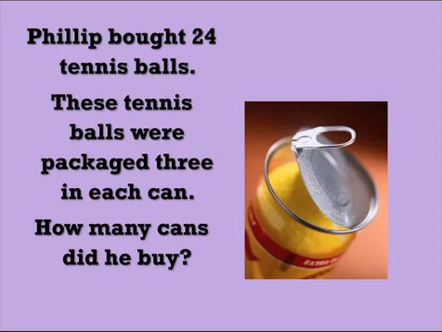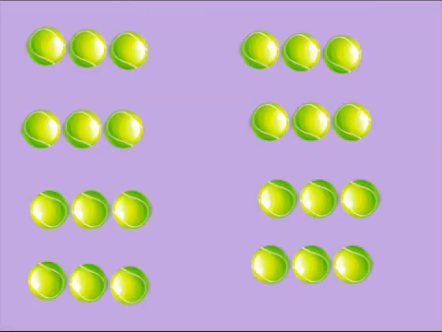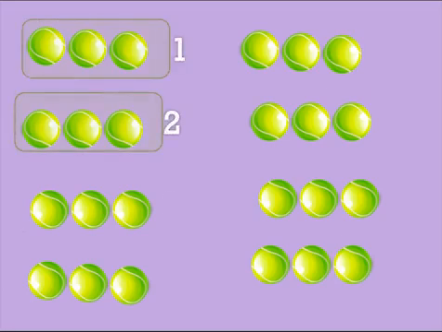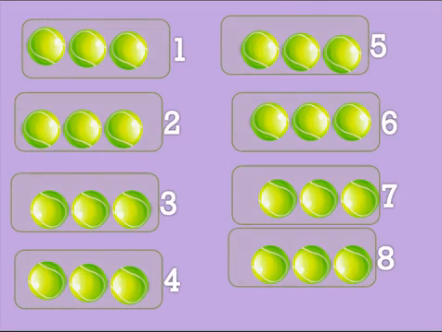All right, Philip bought 24 tennis balls. These tennis balls were packaged, 3 in each can. How many cans did he buy? I'm picturing his 24 tennis balls, and they were in cans of 3. So now I need to count how many cans. 1, 2, 3, 4, 5, 6, 7, 8.